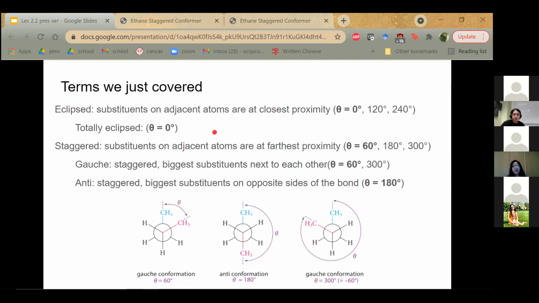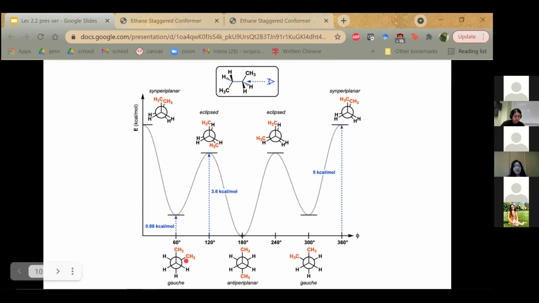And then staggered conformation. Staggered is where we spread out our substituents so they're farther apart. So it's going to be our low energy states right here, and it happens at 60 degrees because they're 60 degrees apart, and then you rotate it another 120 degrees, and then it's going to be halfway between these two substituents. So it's still going to be staggered, and then you rotate it another 120 degrees to be 300 degrees, and that's going to be between these two substituents.